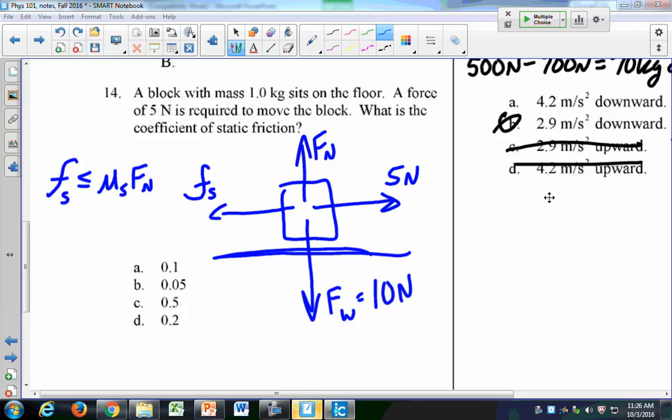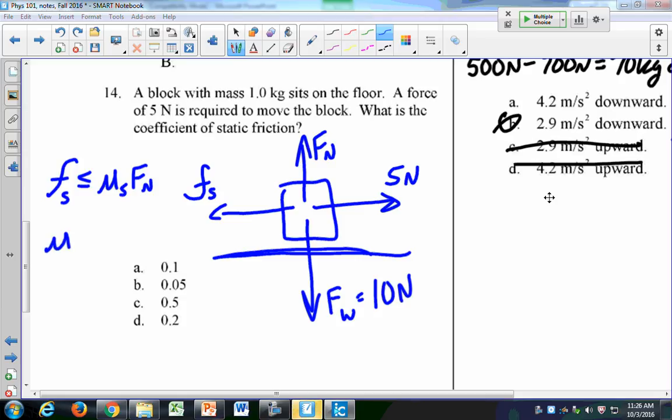You might be a little confused because it says it needs 5 newtons to move it. But remember, you get a force right up until the maximum. That is the maximum force that's required. As soon as that force starts to move it, then kinetic friction comes into play. But this is the static frictional force. It's like the maximum that you can get.